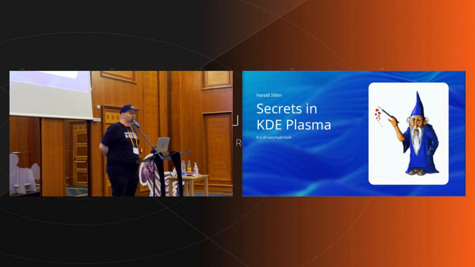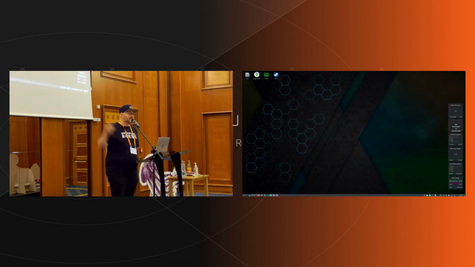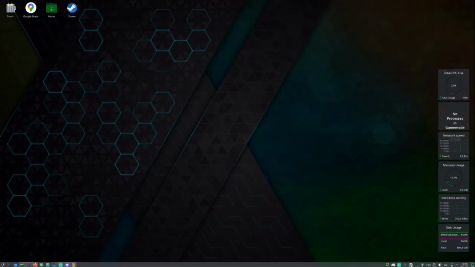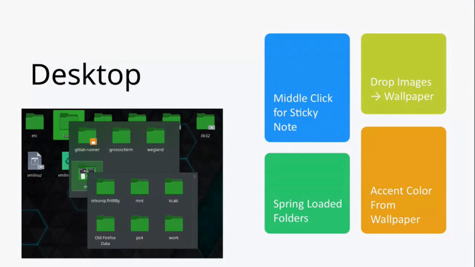I'm a KDE engineer, and surprisingly enough, many KDE engineers didn't know these secrets either, so they must be really good. That's Plasma, of course. It's KDE's desktop offering. It looks quite lovely, if you ask me.